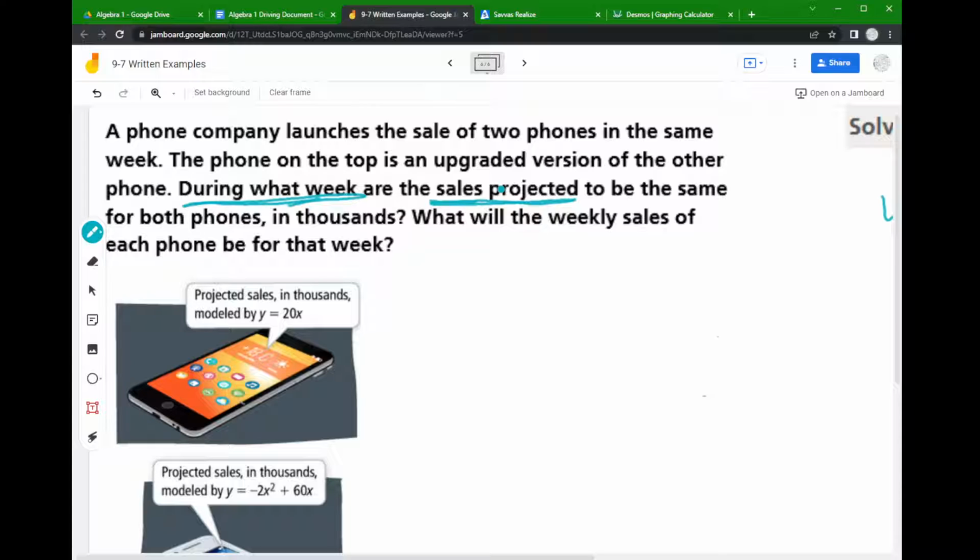So we have to think about it. Does the amount of money that you make get determined by the amount of weeks? Or does the amount of weeks that you sell phones for determine the amount of money that you make? Well, the longer you sell something, hopefully the more money that you make. So the number of weeks is going to be our independent variable, which is our X value. And our sales being projected is going to be our Y value, because that's our output. How long we sell these phones for determines the amount of profit.